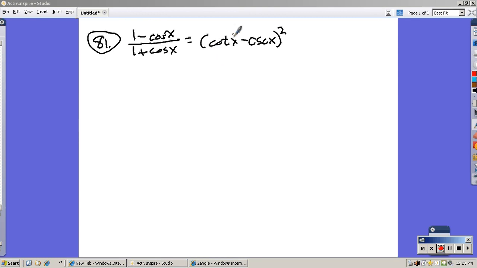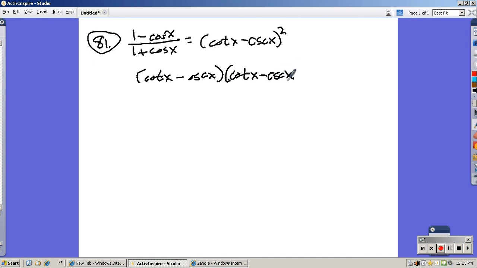So first thing I'll do is I'll square this side, multiply it by itself. So notice that that would be the same as cotangent of x minus cosecant of x times itself. So times cotangent of x minus cosecant of x. And I might just recognize it as a perfect square, do it that way. Or I could FOIL it out, multiply it out.